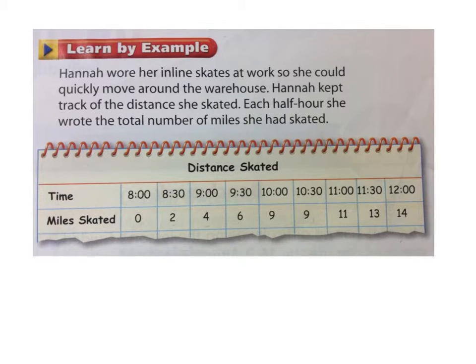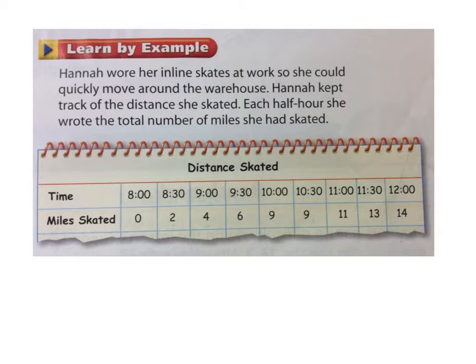Each half hour, she wrote down the total number of miles she had skated. So at 8 o'clock, when she got to work, had she skated any miles? No. Okay. By 8:30, half an hour later, she skated how many miles? 2. 30 minutes later, what time was it? 9 o'clock, and then she skated 4 miles. What about later at 11:30? By 11:30, how many miles had she skated? 13. So she's just keeping track. And then by 12 o'clock, 4 hours after she got to work, she skated a total of 14 miles.